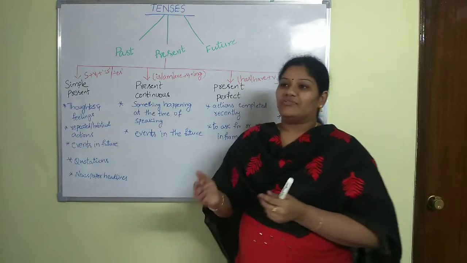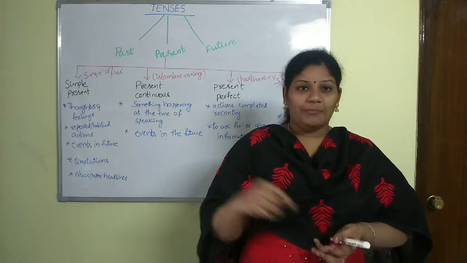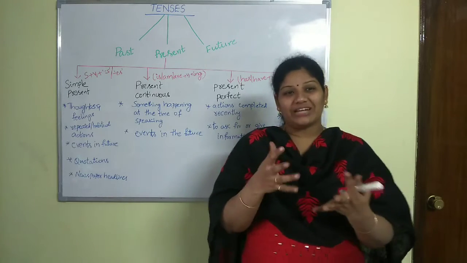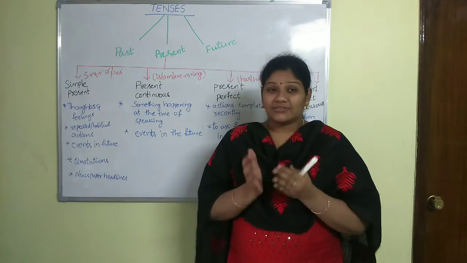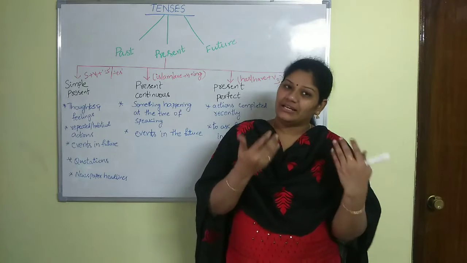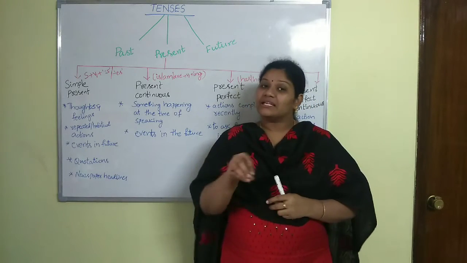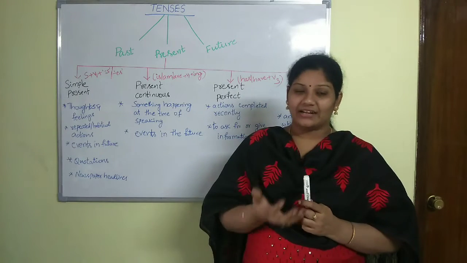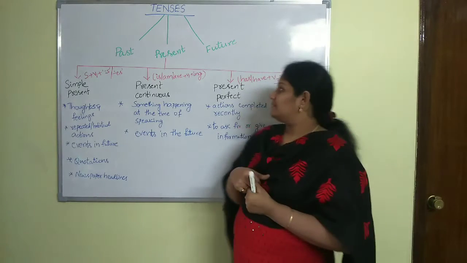Suppose if I say he ate a mango, by using that verb form ate, it is conveyed that he has already eaten that. That means the occurrence of the action is already over in the past itself. So this is what is a tense. Any form of the verb that is used to indicate the status of an action is called tense.